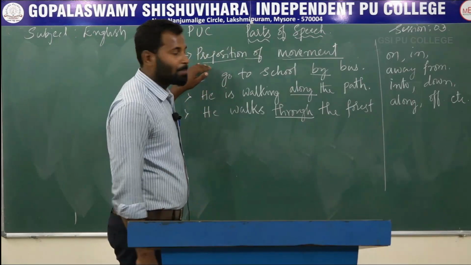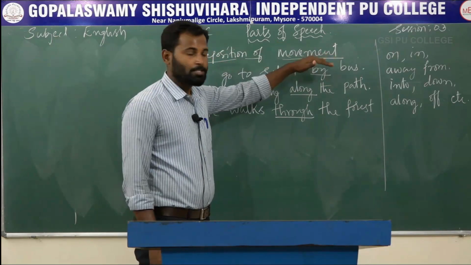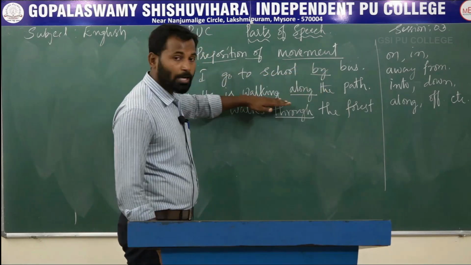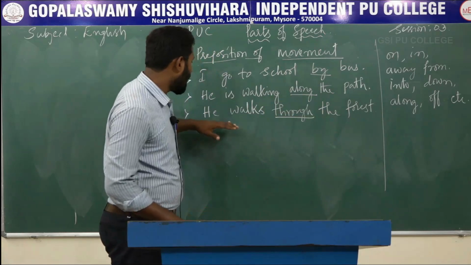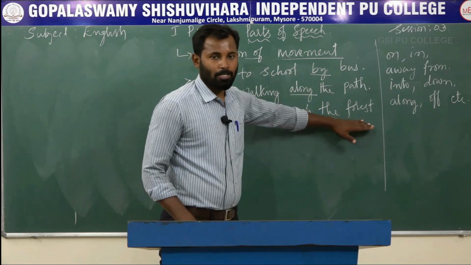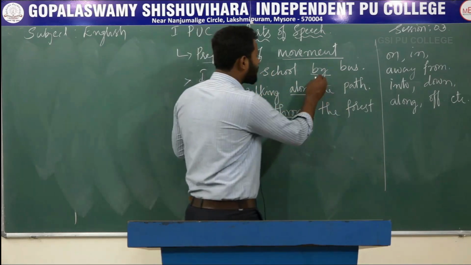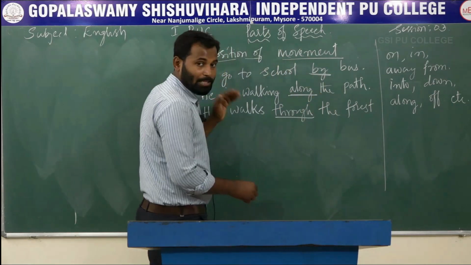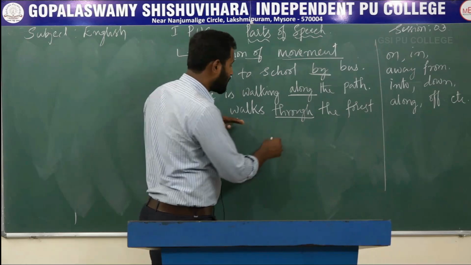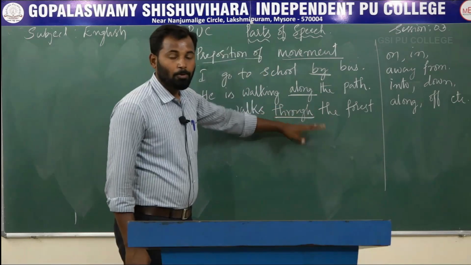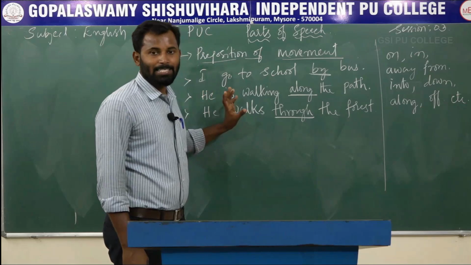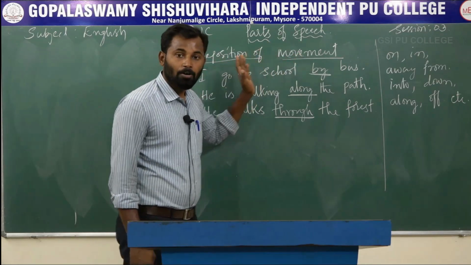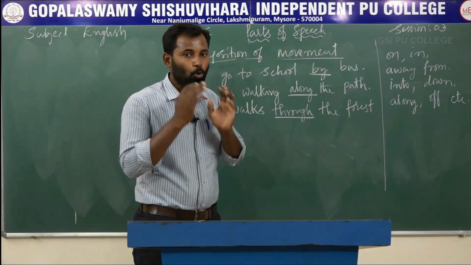So let us now see the examples of prepositions of movement. Here the first example, I go to school by bus. He is walking along the path and he walks through the forest. Here in the first example, the preposition is by. In the second example, along is another preposition, and in the third example, through is the preposition. If you look at these examples, you can understand that prepositions of movement are used to show the movement from one place to another place.